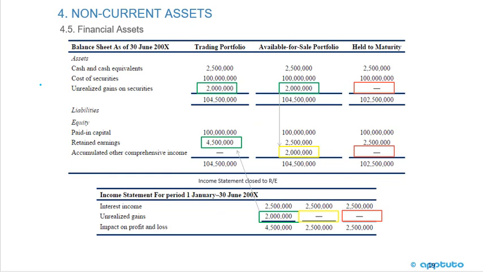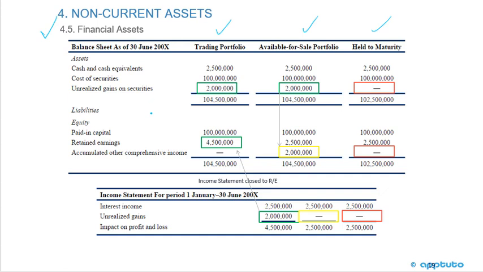Now this slide may be familiar to you. I've used it before with regards to the LOS on other comprehensive income. And so I just wanted to show you again, non-current assets, we're talking about financial assets, and they can be classified as either for trading, available for sale, or held to maturity.